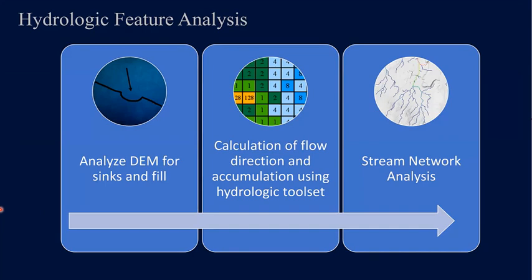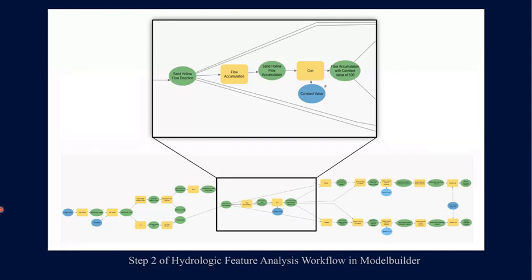The next step was to take this DEM and calculate the flow direction and accumulation using the hydrologic toolset in the Esri ArcGIS Pro software. This is shown here in the steps taken in the workflow in Model Builder.